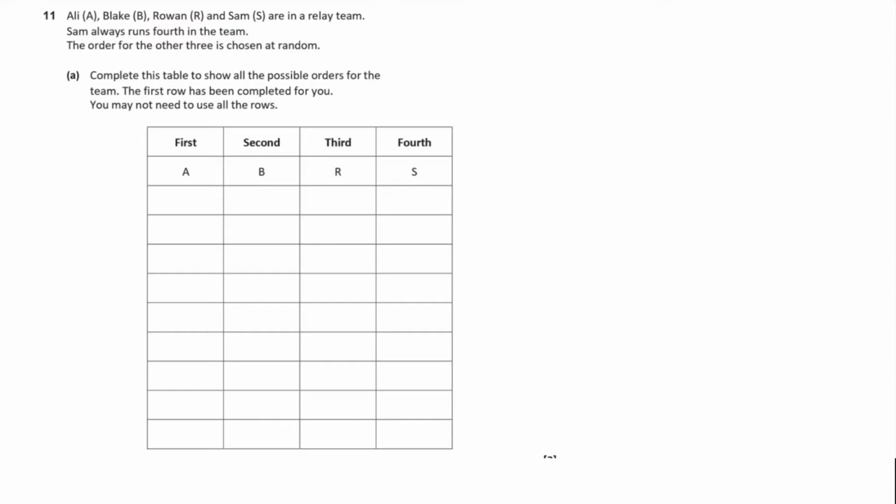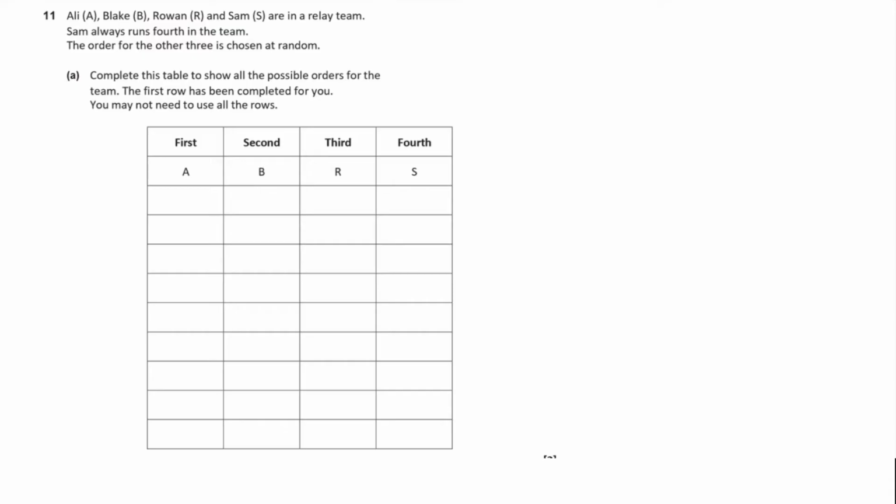Question 11. Ali, Blake, Rowan and Sam are in a relay team. Sam always runs 4th in the team. The order of the other 3 is chosen at random. Complete this table to show all the possible orders for the team. The first row has been completed for you. You may not need to use all the rows. Okay, so there's definitely enough to fill out that table.